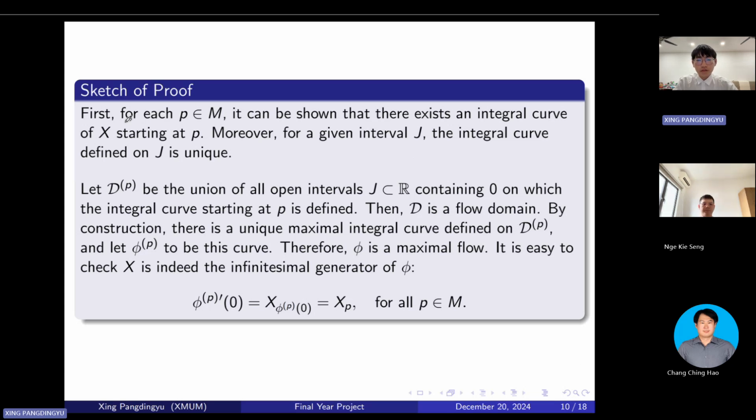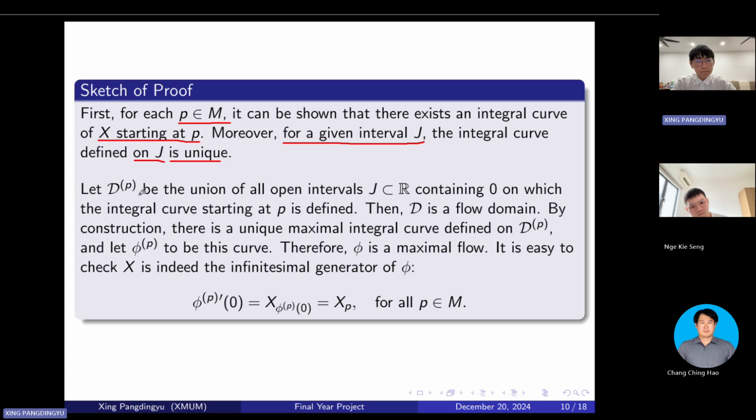Firstly, for each p in M, it can be shown that there exists an integral curve of X starting at p. This is the existence of integral curves. Moreover, if we fix an interval J, the integral curve defined on J should be unique. These existence and uniqueness statements are fundamental properties of integral curves, and we shall omit the proof here.